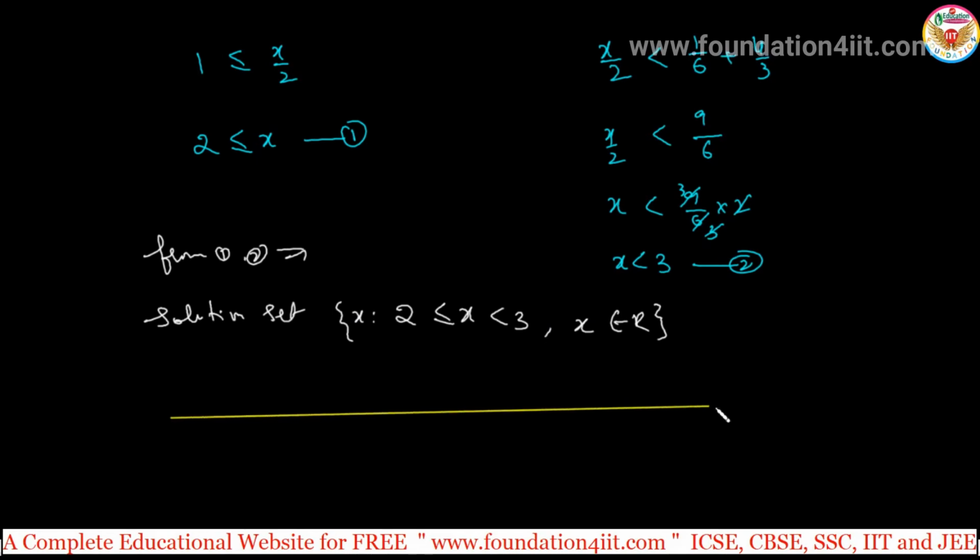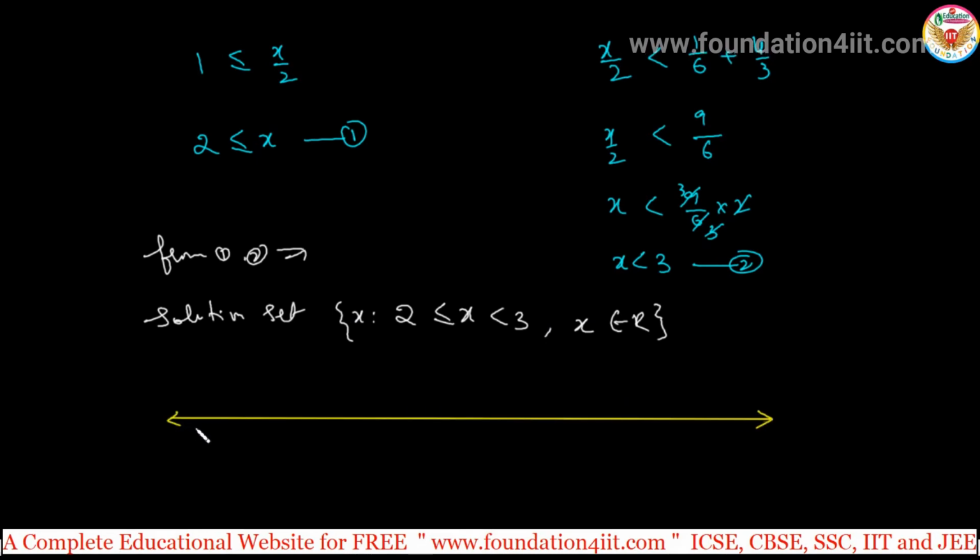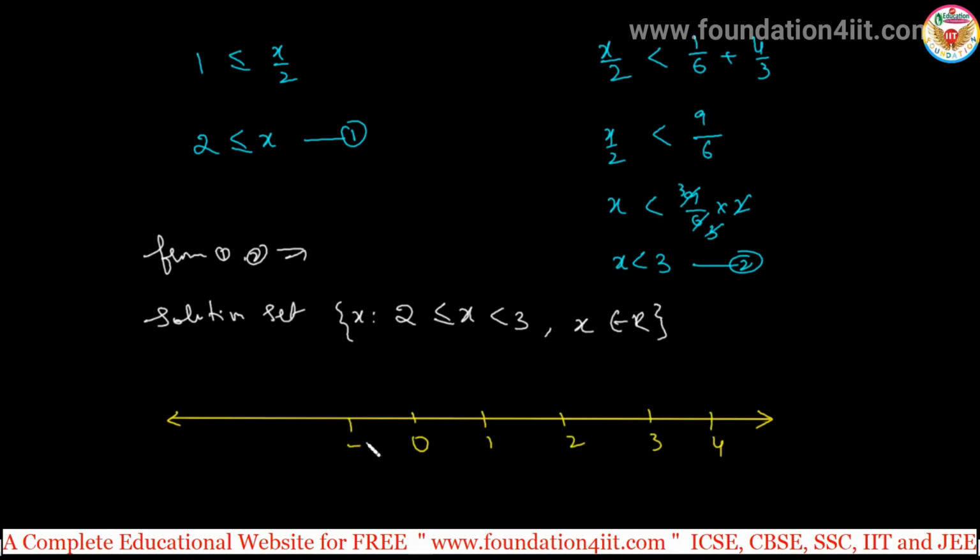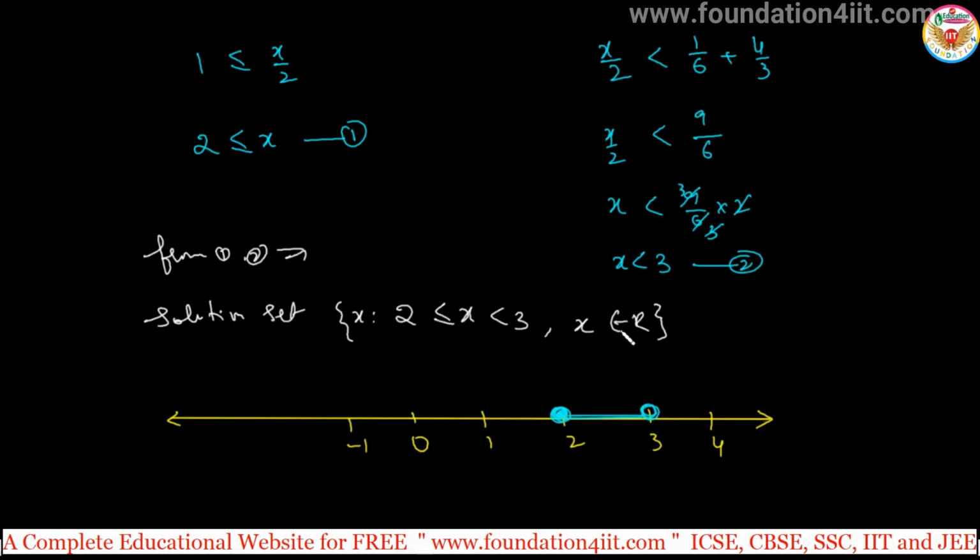So here is the number line. Just mention here the solution set on the number line: x is in between 2 and 3. 2 is included. 0, 1, 2, 3, 4, -1, and so on. 2 is included, so we need to keep the darkened circle, and 3 is not included, so keep the hollow circle, and just mark all the points in between, because x belongs to real numbers.